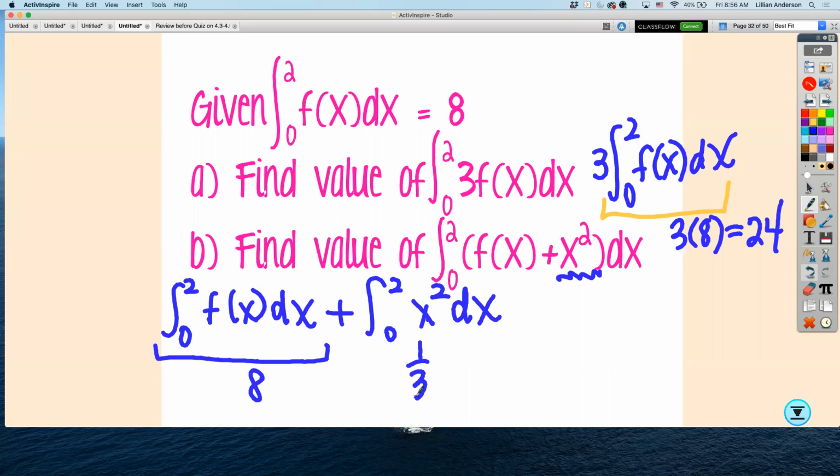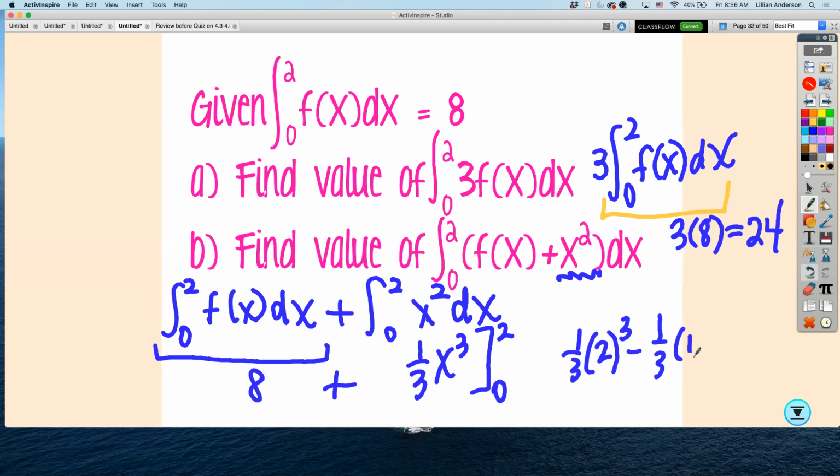1/3 x cubed. Very good. And I'm going to evaluate that from 0 to 2. Which bound goes in first? 2. So that becomes 1/3 times 2 cubed minus 1/3 times 0 cubed. Of course, again, this goes away. 2 cubed is 8, so this becomes 8 over 3. So I have 8 plus 8 over 3. This 8 came from before. And what's 8 plus 8/3? 32/3. So then that would be my area, or the value of that integral.